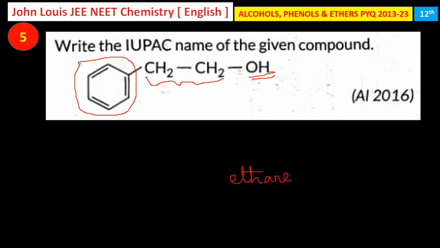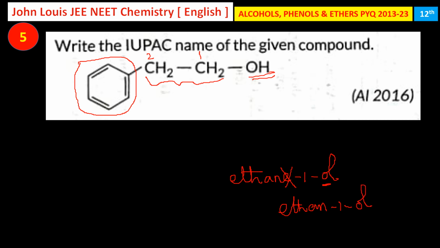And if you number the carbons, OH is bonded to this carbon, therefore this should be given priority, so this is 1 and this is 2. So ethane-1-ol, since all alcohols end with ol. Since this compound is an alcohol, it should end with ol, which is bonded to the first carbon, ethane-1-ol. Since ol starts with a vowel, the letter e in ane should be dropped. Therefore the name will be ethan-1-ol.